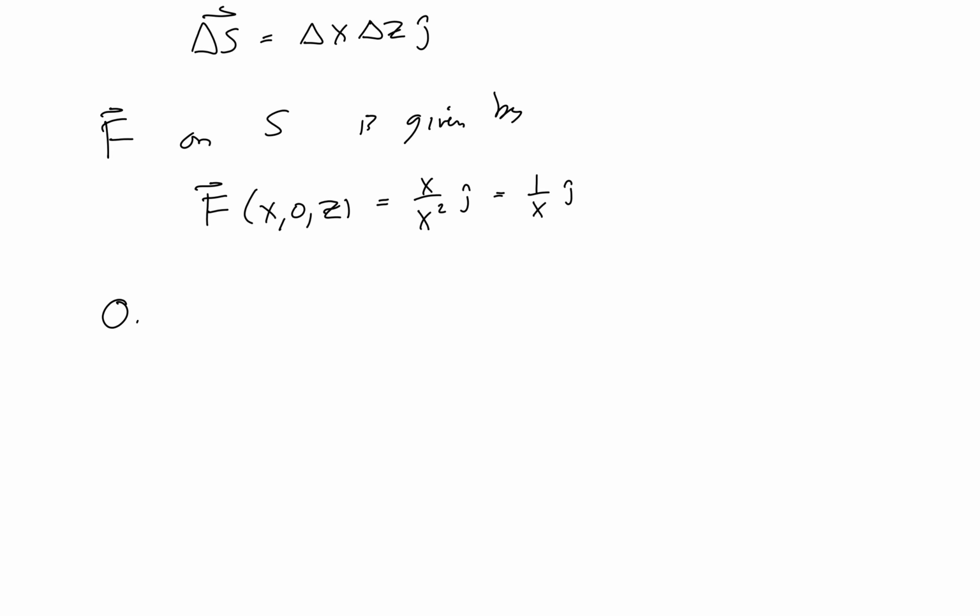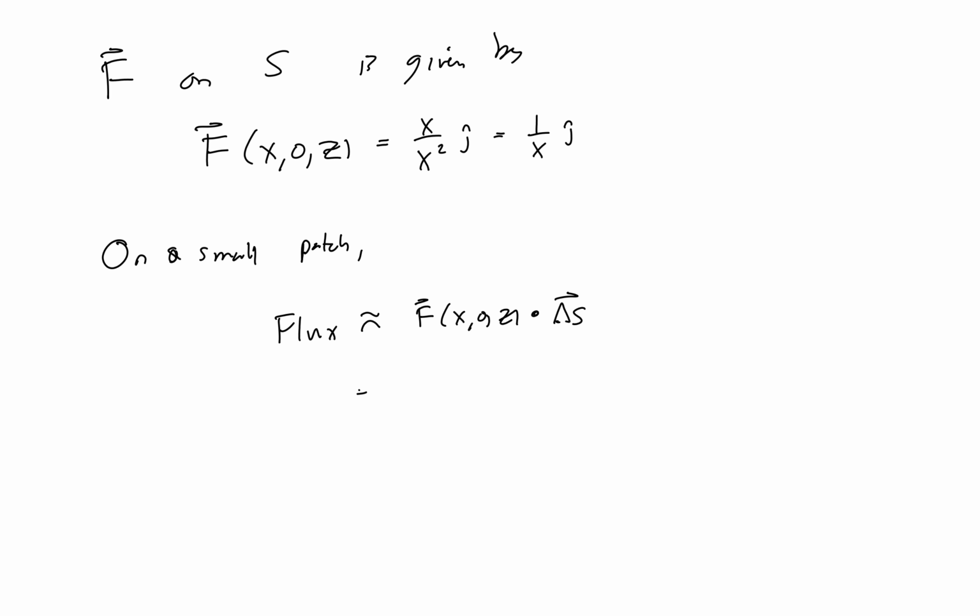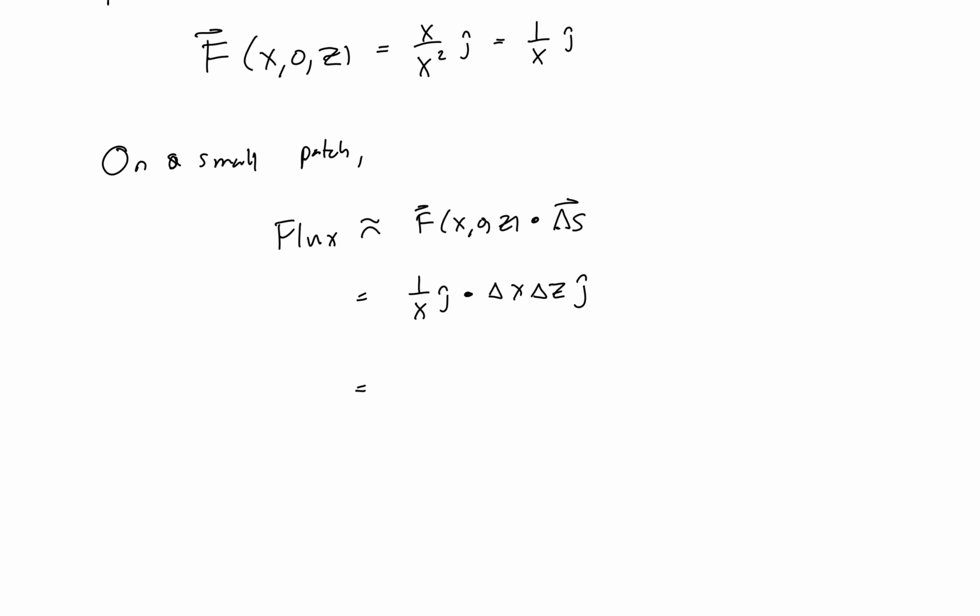So on a small patch of surface, our flux is approximately f of x, 0, z dotted with this delta S, which is a vector. So this is 1 over x j-hat dotted with delta x delta z j-hat. So this is just 1 over x delta z.